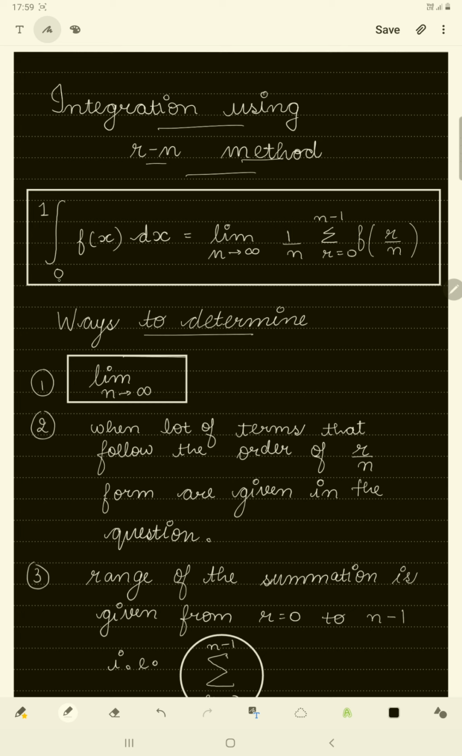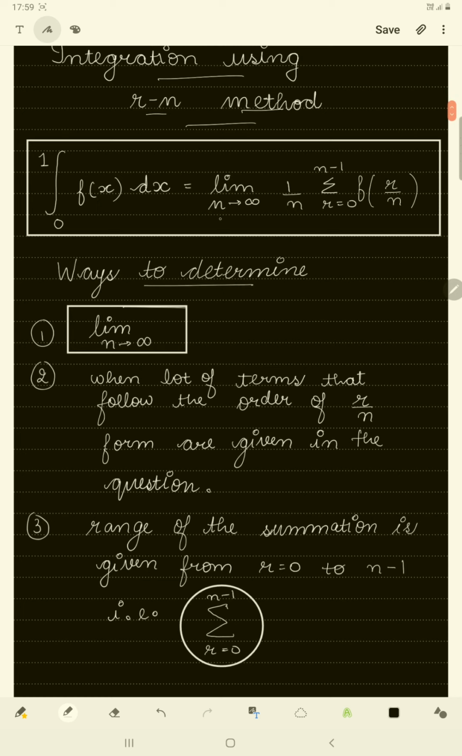The integral from 0 to 1 of f of x dx can be rewritten in the form of the limit as n tends to infinity of 1 by n times the summation of r from 0 to n minus 1 of f of r upon n. Now, ways to determine: when we have limit n tending to infinity, this is one of the major signs that we need to solve this limit question using the definite integration form. So this is our first point.